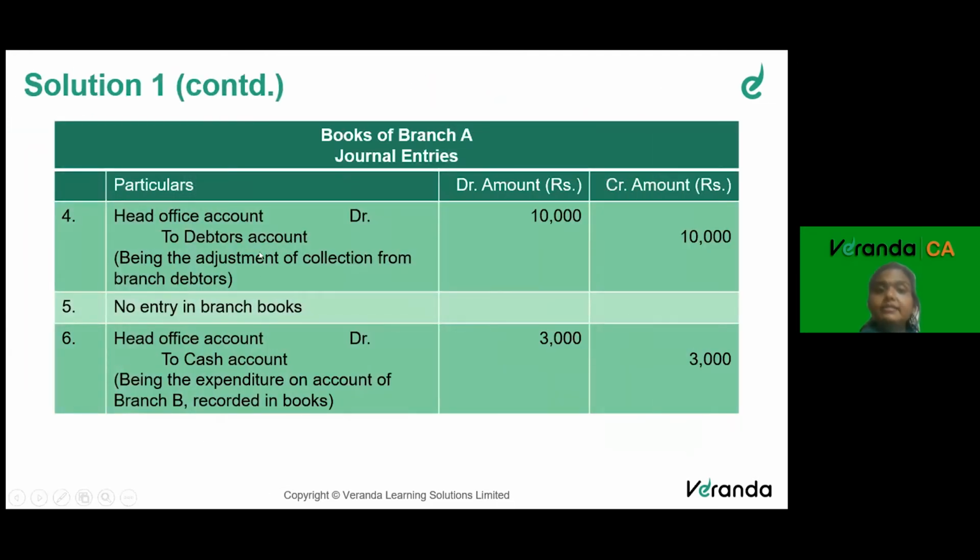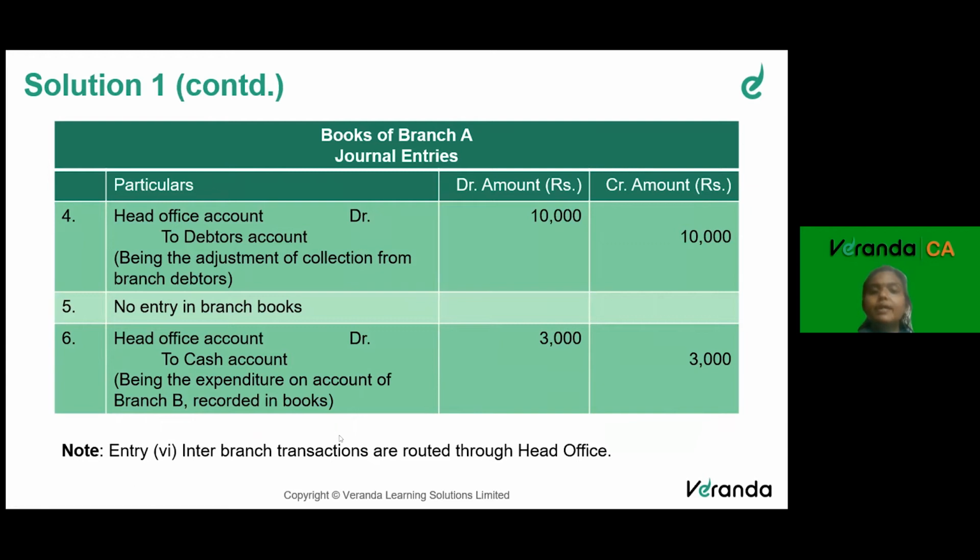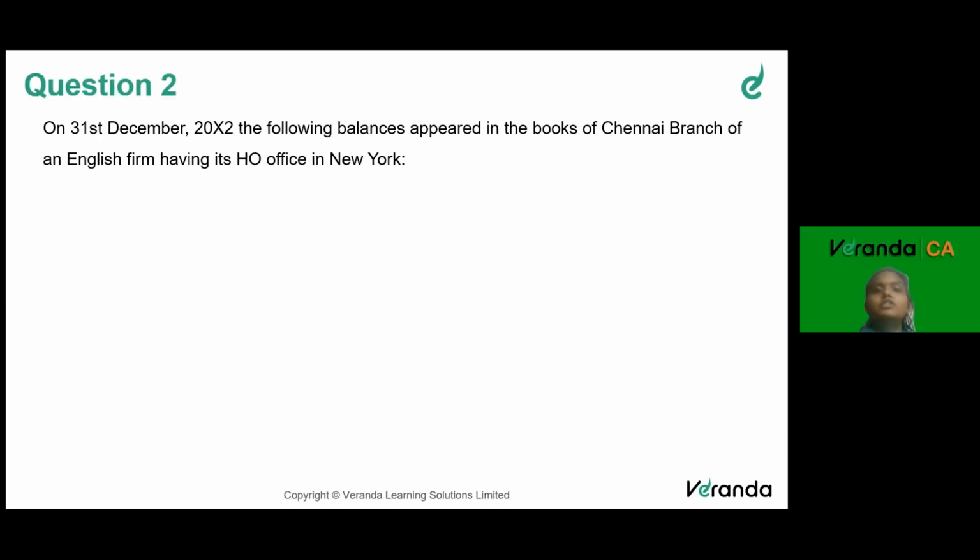Datas, my datas, you collected. I'm routing now. I'm taking it from you. So close the datas. No entry to be done for the transit amount in the branch books. Head office to cash for the amount incurred in branch B for branch B. Problem on branch accounting, that is New York.